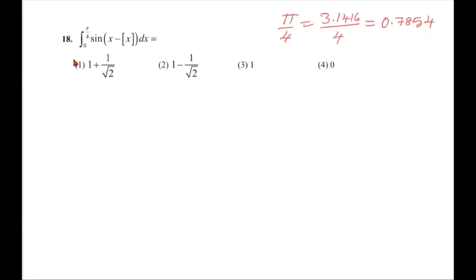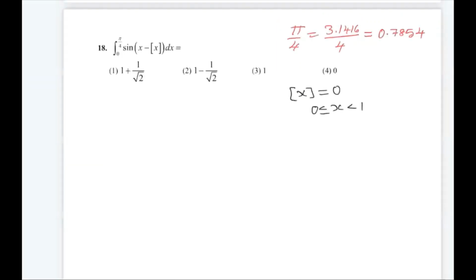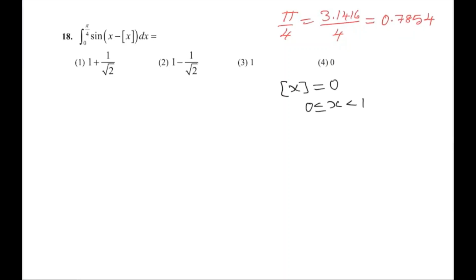Question number 18. Integral 0 to pi by 4 of sine of x minus bracket x. Here bracket x is the greatest integer function. So we know that bracket x value is 0 whenever x lies between 0 and 1, 0 less than or equal to x less than 1. Now look at this, 0 to pi by 4. Pi by 4 is 3.1416 upon 4. That becomes 0.7854, which is less than 1.